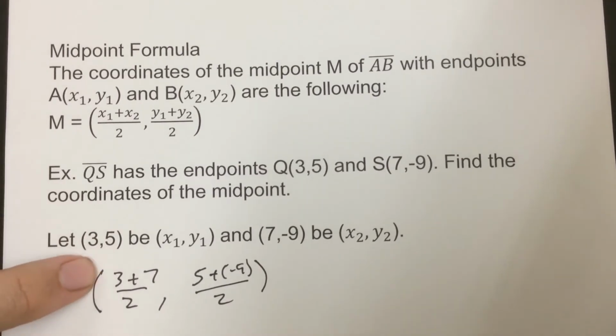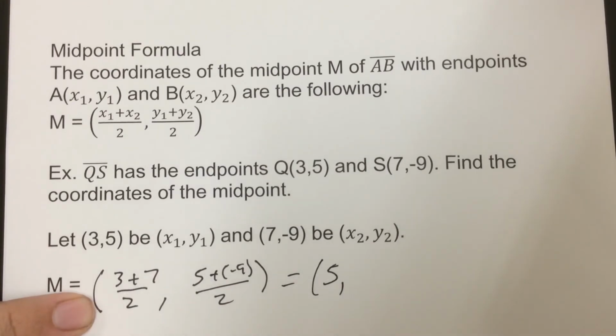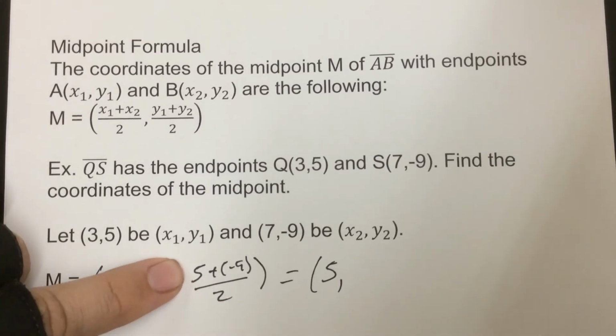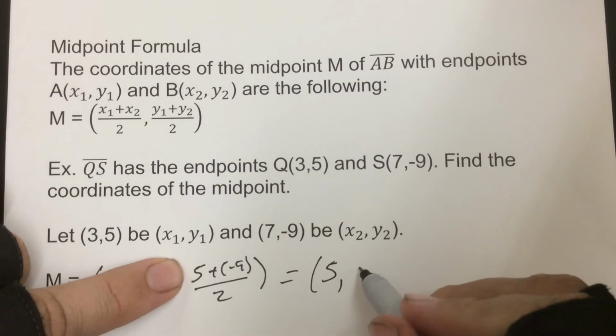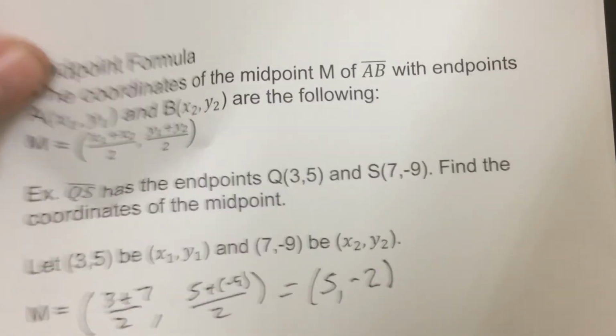So 3 plus 7 would be 10. 10 divided by 2 equals 5. So that's our x coordinate. 5 plus a negative 9 is negative 4. Negative 4 divided by 2 is a negative 2. And that is our y coordinate. So add your x's, divide by 2. Add your y's, divide by 2. And those are your x and your y.